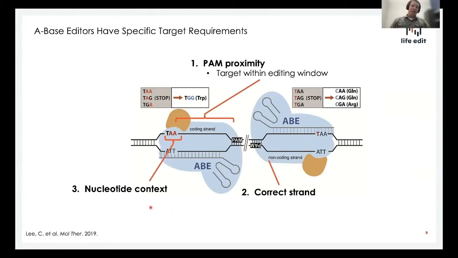In addition to that, the target A must be on the correct strand with respect to the PAM sequence. And finally, the nucleotides that are surrounding the target A are of importance because the various adenine deaminases are known to have biases in the nucleotide context surrounding the target A that are known to affect their editing efficiency.